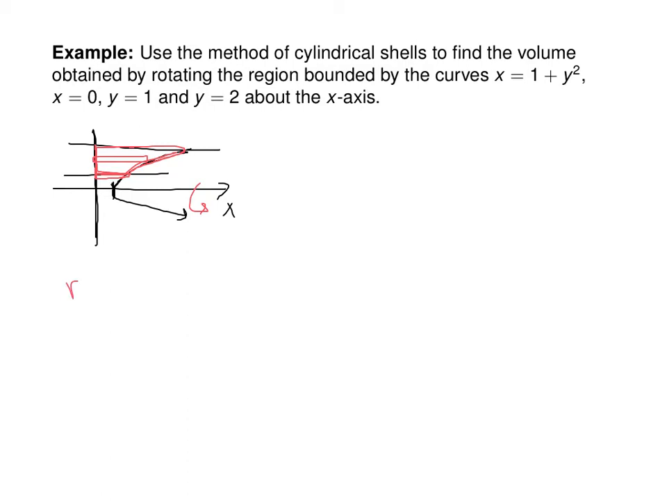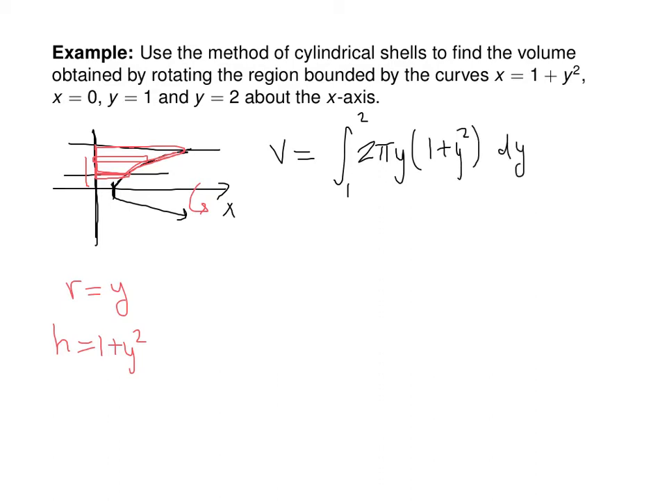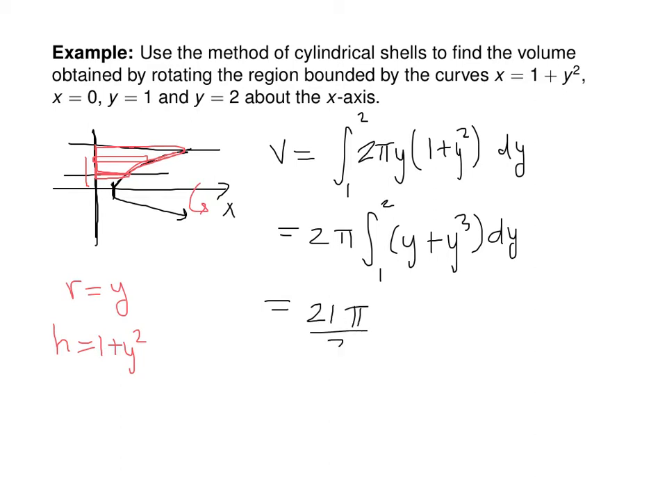Now in this case, the radius is the distance from the axis of rotation out to your slice. That's given by y. The height of my slice is given by 1 plus y squared. So the volume can be found by computing the integral from 1 to 2, that adds up all your slices, 2 pi y multiplied by the height, 1 plus y squared, thickness dy. And that's 2 pi times the integral from 1 to 2, y plus y cubed dy, which ends up as 21 pi over 2.